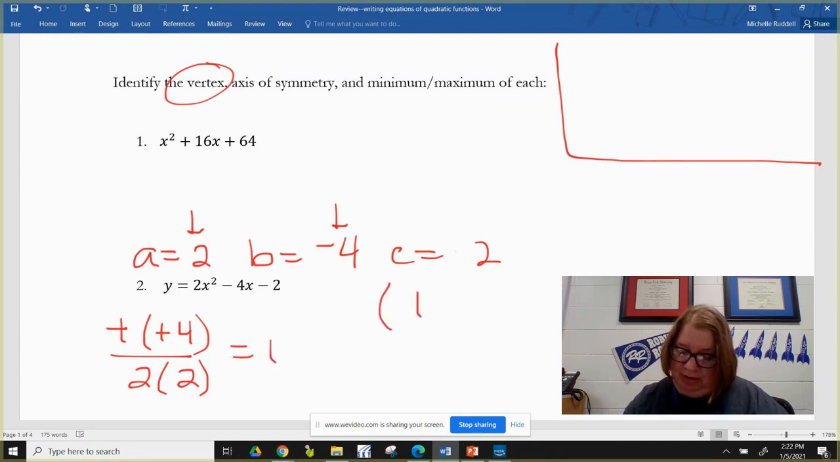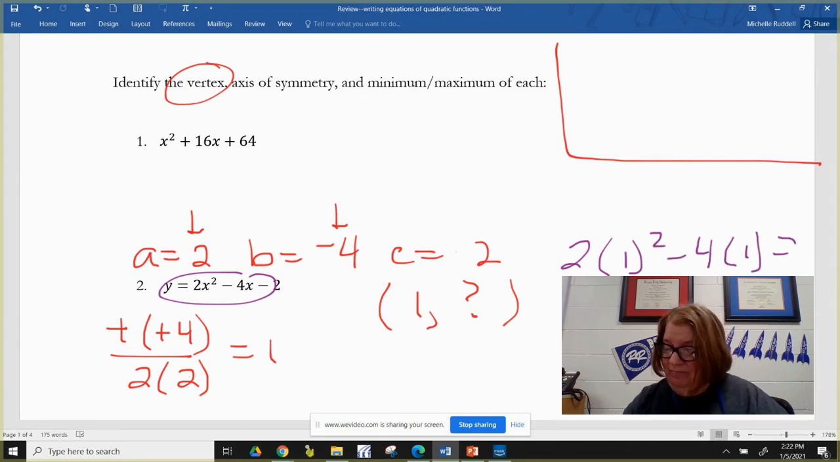So with our vertex, we have 1. And then how are we going to find this part? We're going to take that 1 and plug it in everywhere there's an x. So I have 2 times 1 squared minus 4 times 1 minus 2. 1 squared is 1, so that's 2 minus 4 minus 2. Negative 2 minus 2 is negative 4. That goes here.